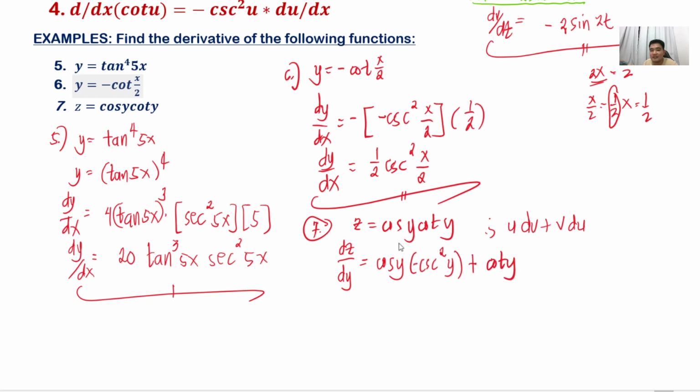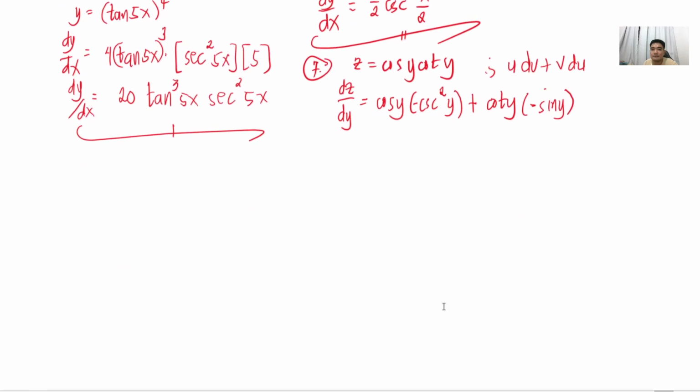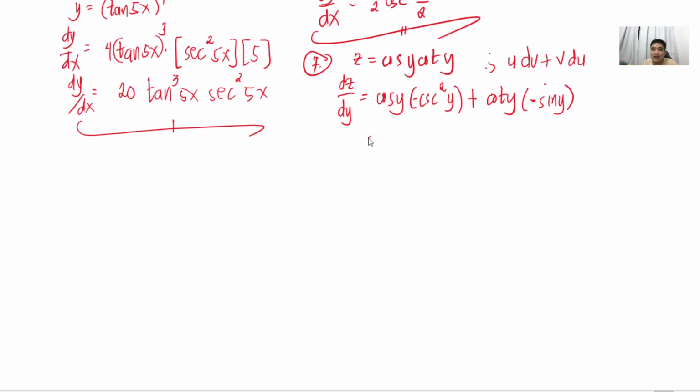And then derivative ni cosine y. Ano ang derivative ni cosine y? Masama. So that is negative sine y. Diba? Okay. Simplify lang natin. That is now negative cosine y. Then cosecant squared y minus sine y.